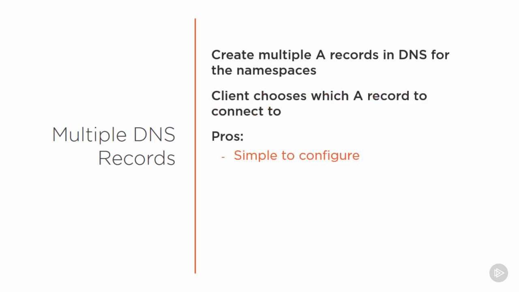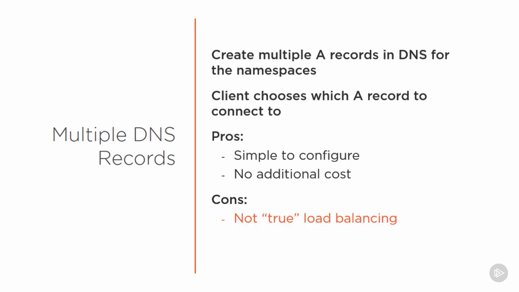The advantages are it's super easy to configure DNS round robin. You're just adding more DNS records into your DNS zones, which is really not very difficult at all. And it doesn't cost you anything. More DNS records does not cost money, load balancers do. However, there are some cons to be aware of.